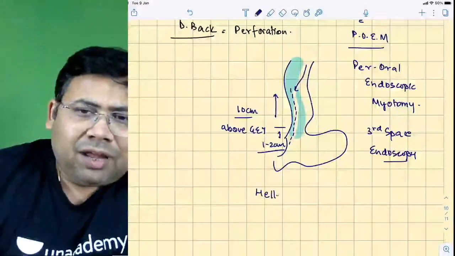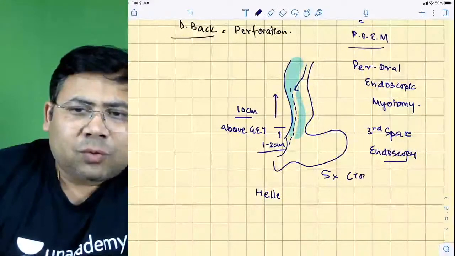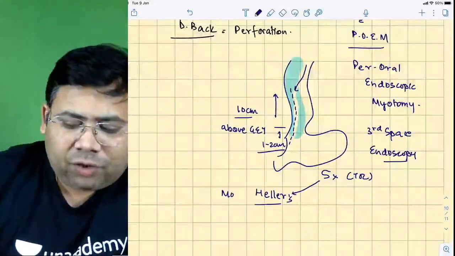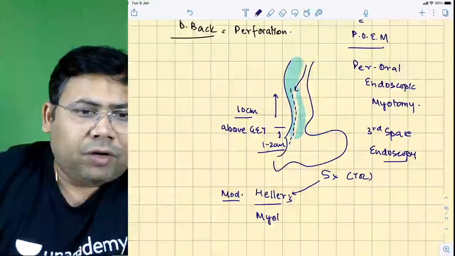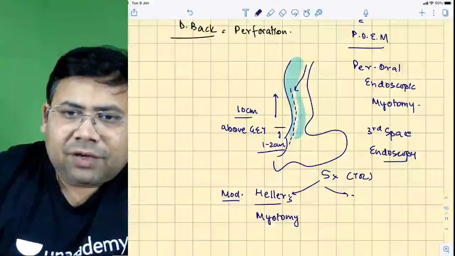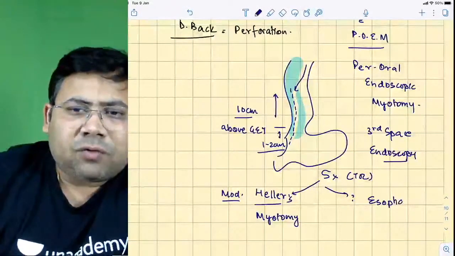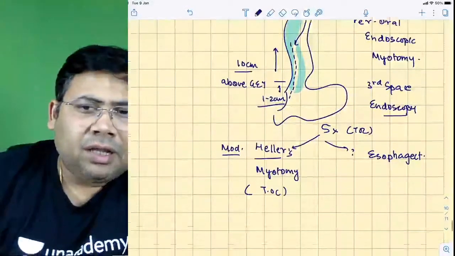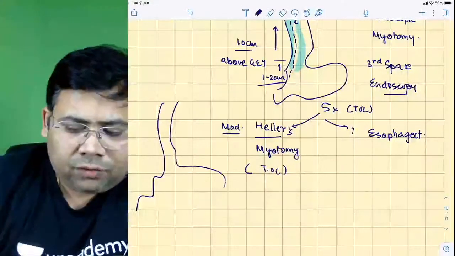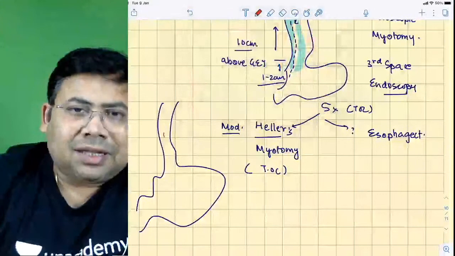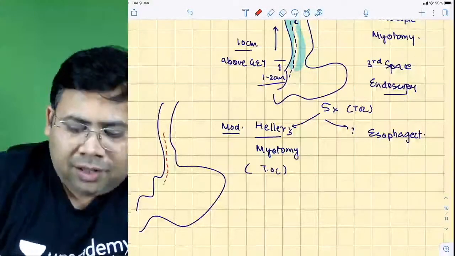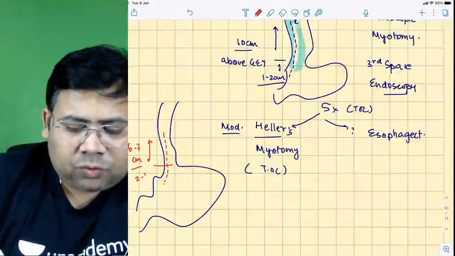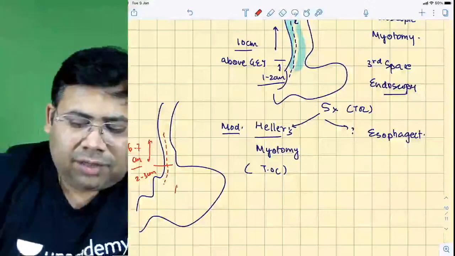Now remember, if you talk about surgery, the surgery of choice is Heller's myotomy. So we have a modified Heller's myotomy, and the other we have is esophagectomy, which is the preferred, esophagectomy or Heller's myotomy. This is the treatment of choice. By doing this, what is your intention? You divide the entire longitudinal and the circular muscle 6 to 7 centimeters above the GE junction, 2 to 3 centimeters below the GE junction.